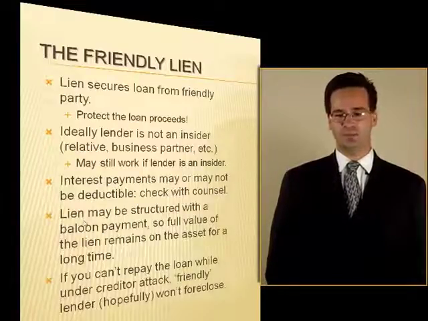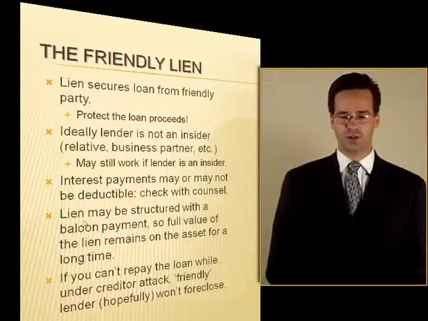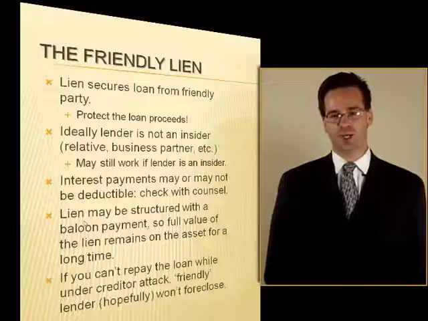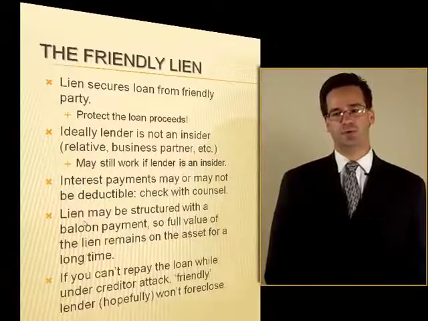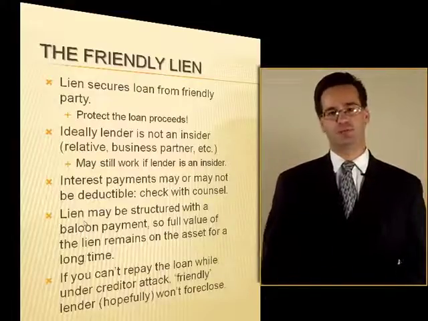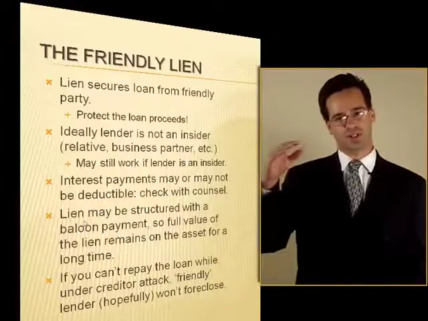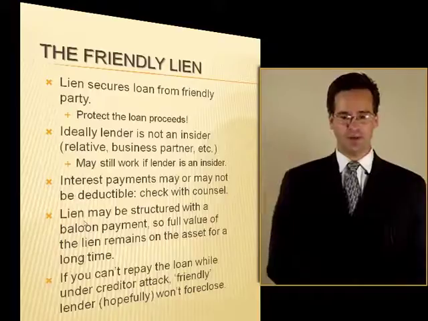And this can be a pretty good way to go, although there's still a little bit of caution in some areas. If a friendly party loans money to you, he can structure the loan, for example, so that you make a balloon payment. You just pay annual interest payments and then make a balloon payment in 10 or 20 years. That way the loan doesn't get paid down and the full amount of the lien stays on there.